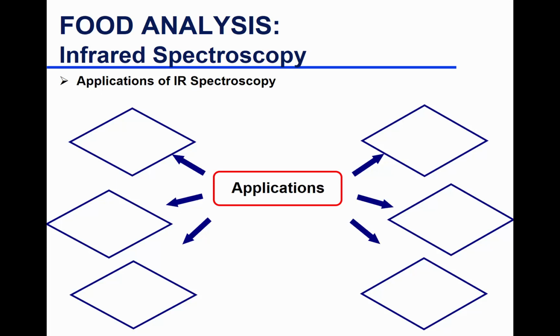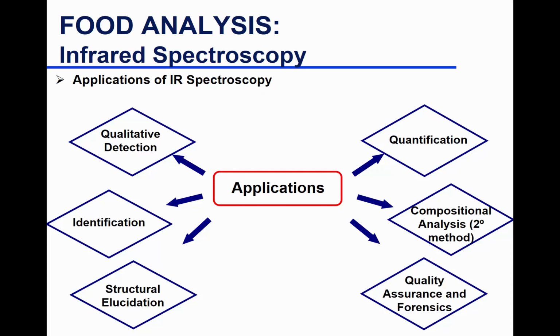Quality assurance. Quality assurance, measuring certain components to determine a consistency of quality. Quantification. Oftentimes food composition is measured online during processing using IR instrumentation. Mid-IR is commonly used for milk, for example. Near-IR is used for a lot of different processes or products.